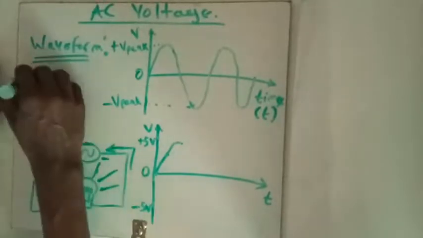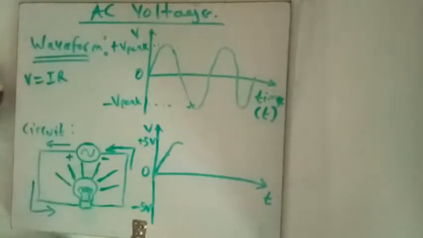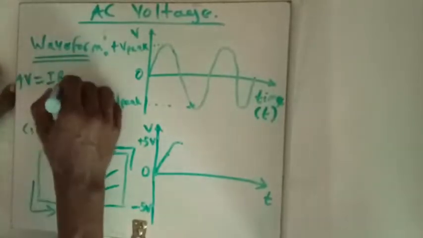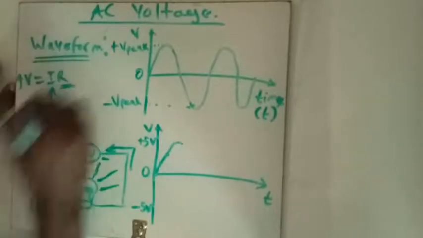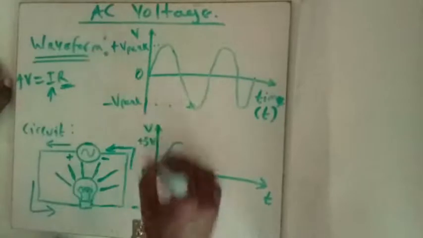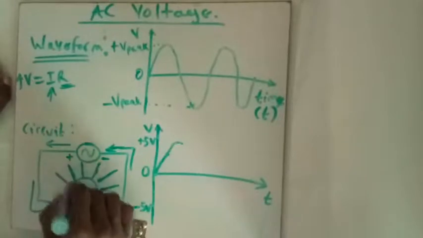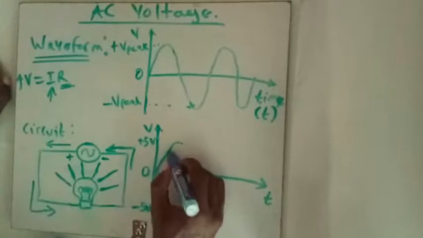Remember that V equals IR. Now what this means is that the more you increase the voltage, and this is constant, the more the current increases. So as the voltage increases, the current through this bulb also increases, which automatically means that the bulb gets brighter as the voltage is increasing.